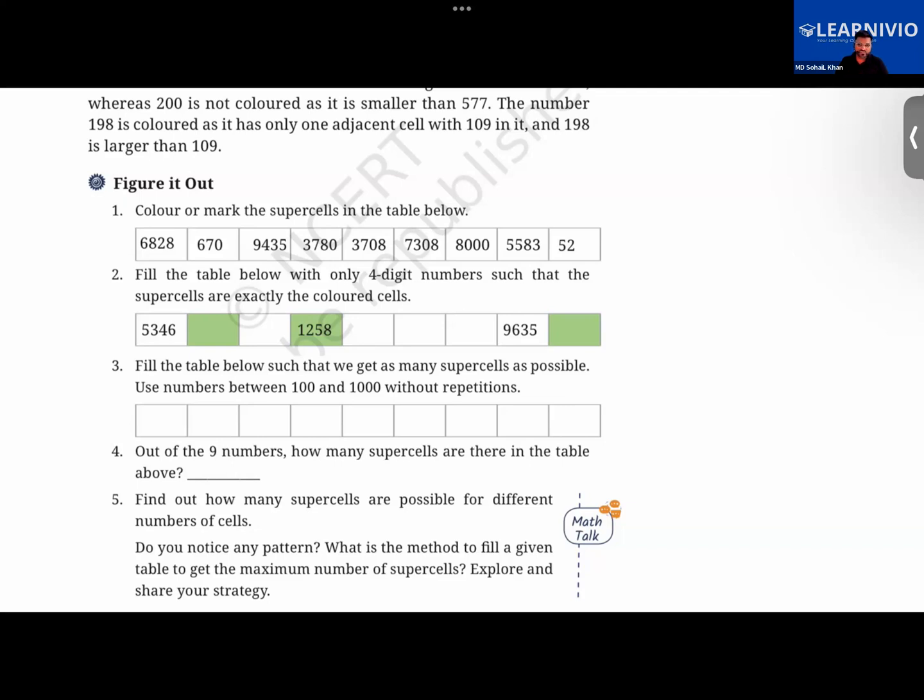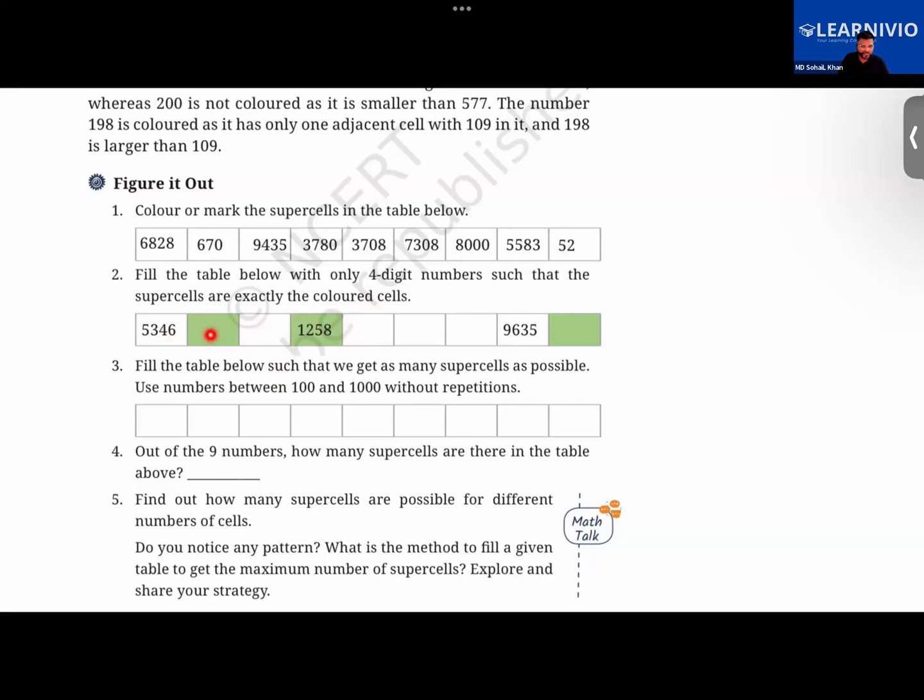Let's do some of the questions. You will get to revise it once again. So look at question number 2. Question number 1 is simpler, so we are ignoring that. Fill the table below with only 4-digit numbers such that the supercells are exactly the colored cells. The position of the supercells should not change, but we have to fill all these cells with 4-digit numbers such that the position of supercells does not change.